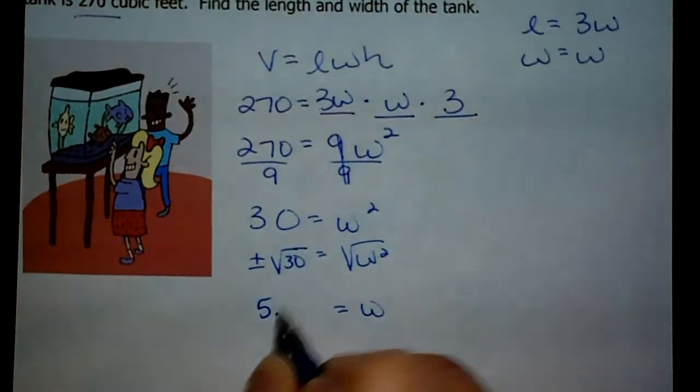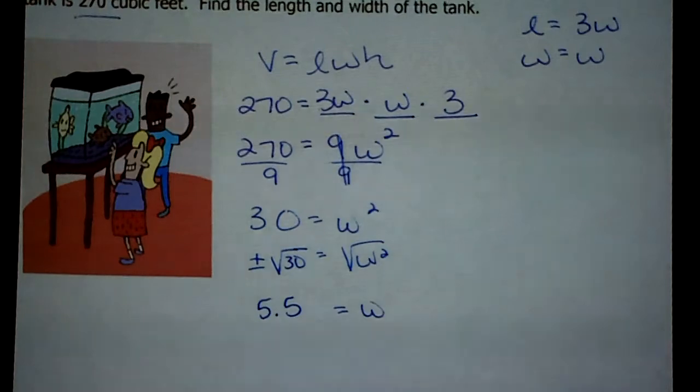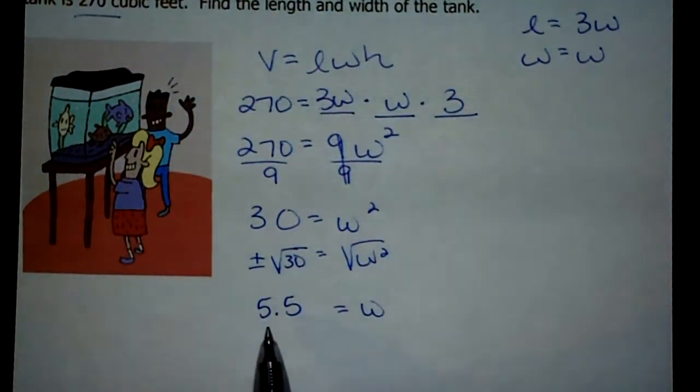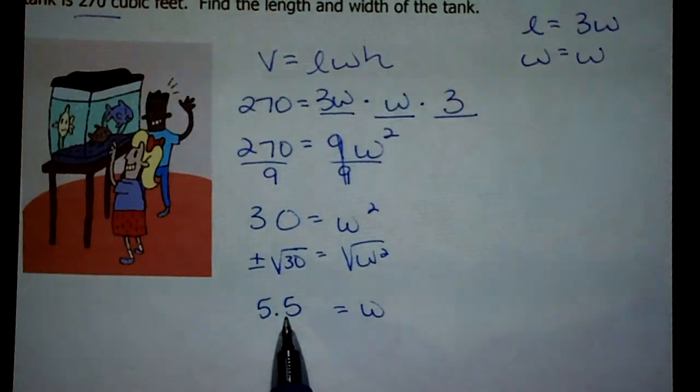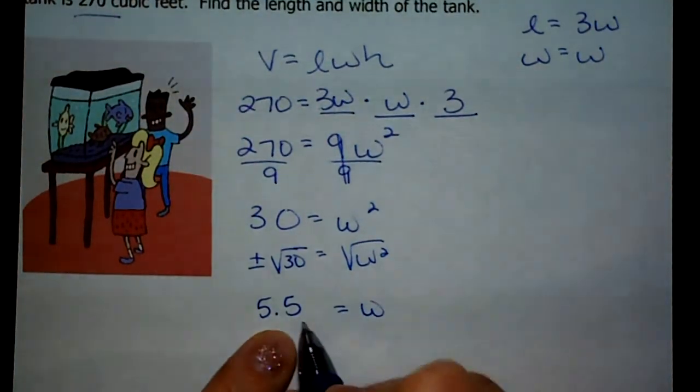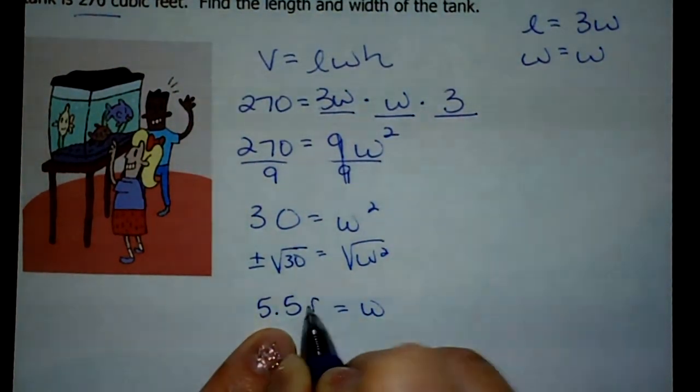So 5.5. Now, I know that we wrote plus or minus here. Do you think the width could be negative? I hope not. No, you can't have a negative width, right? So I'm just going to keep the positive version of this. So the width right there is 5.5, and it's feet that we're dealing with.